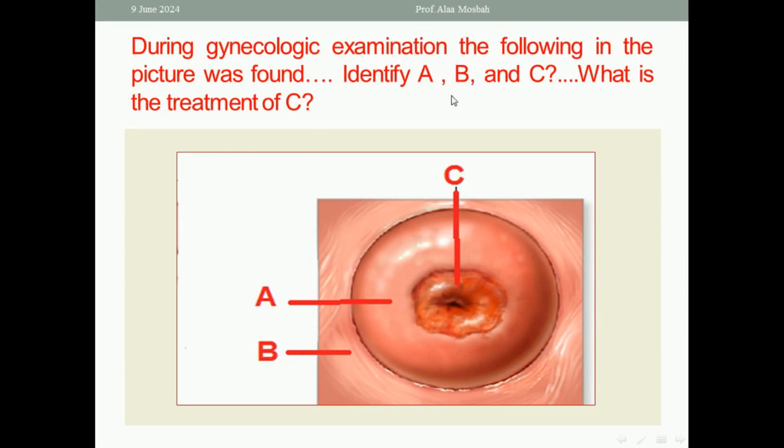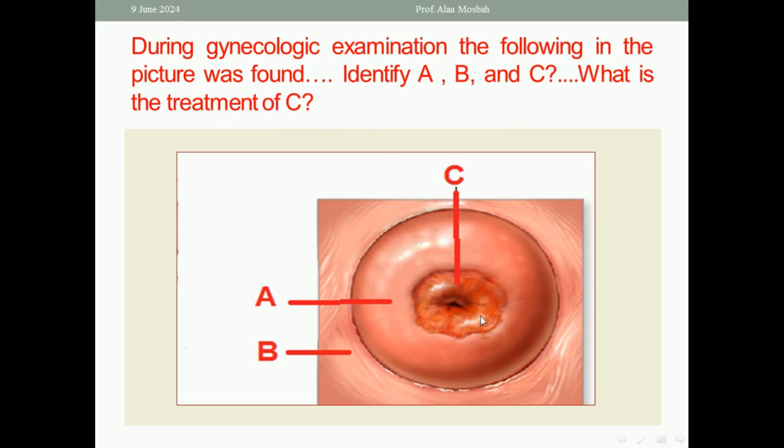During gynecologic examination, the following in the picture was found. As you see in this picture, identify A, B, and C. A is the portion of the cervix. B is the vaginal wall. C is ectropion or erosion. The old name, erosion, is not used anymore. Ectopy or ectropion has replaced cervical erosion. Okay. What is the best treatment for C?